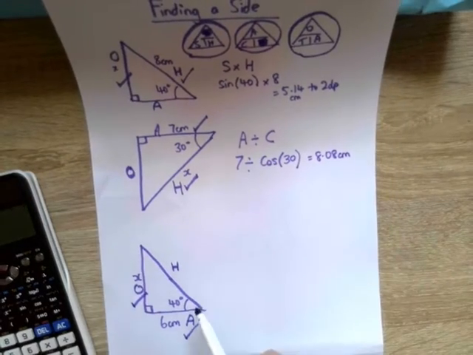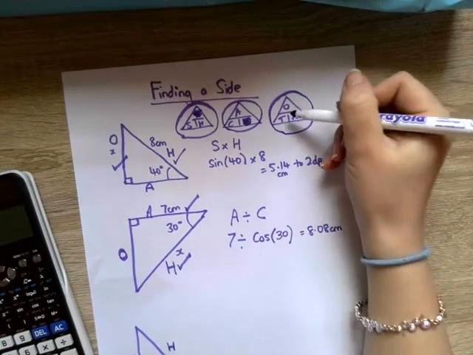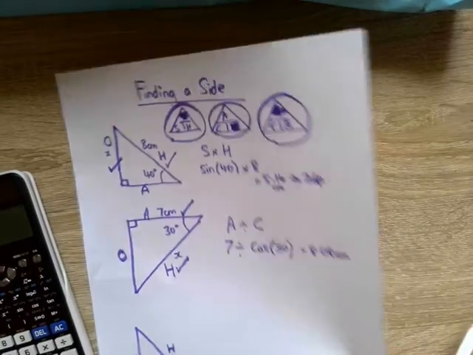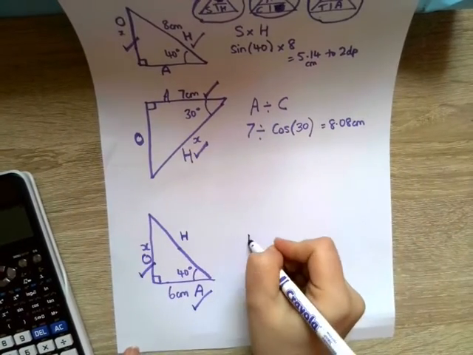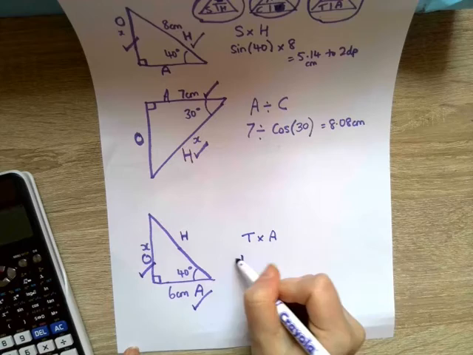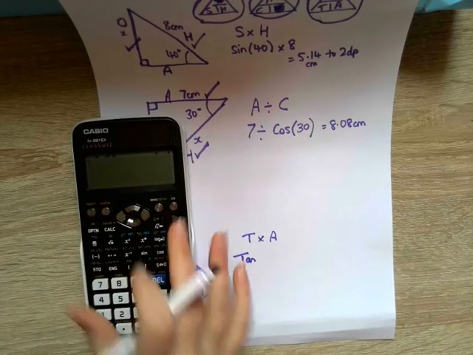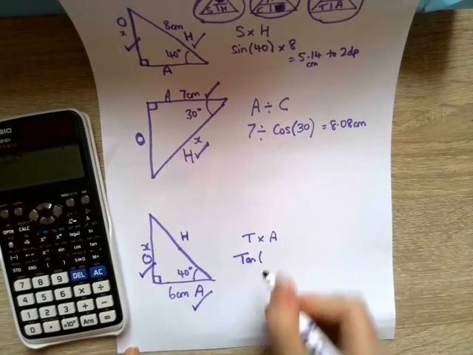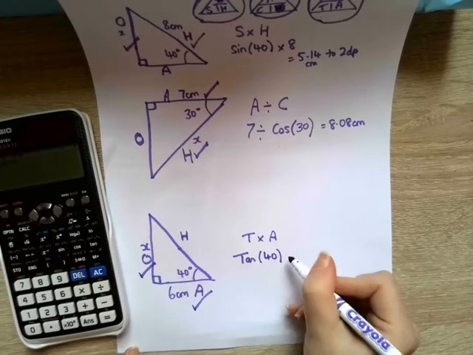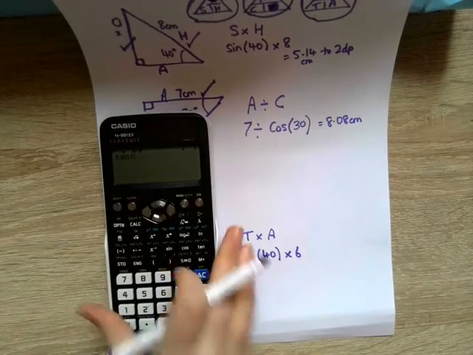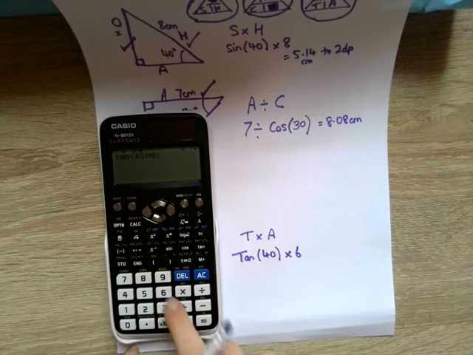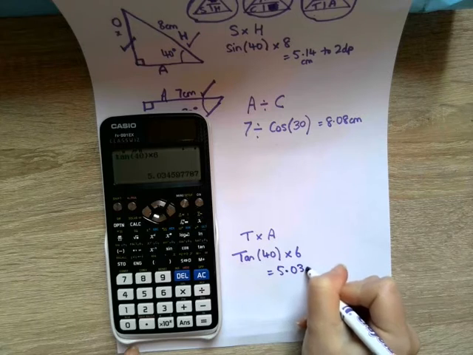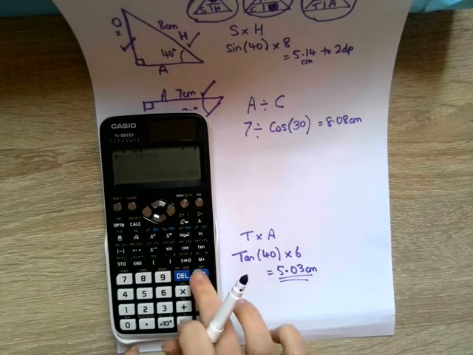When we cover up the O in that triangle, the O is at the top. So this time they're next to each other again, so that's going to mean I times them together again. So it's going to be T times A. T stands for tan, and again, there's my brackets opening up. What am I going to put in the bracket? The angle. Close the bracket, and then you times it by A, which is 6. So tan 40, close brackets, times by 6. You should get 5.03 centimetres. Right, and that is how you find a side.